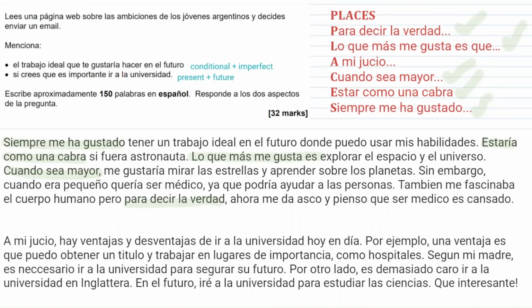Okay, so in the first paragraph, I've used both the conditional tense and the imperfect tense. Moving on to the second paragraph, a mi juicio, so immediately create a sentence starter and taking off my final spicy phrase. Hay ventajas y desventajas de ir a la universidad hoy en día.